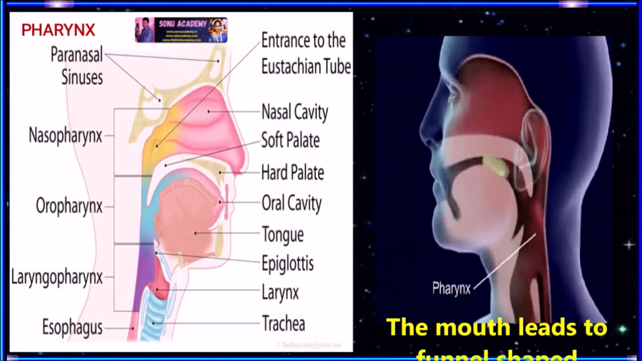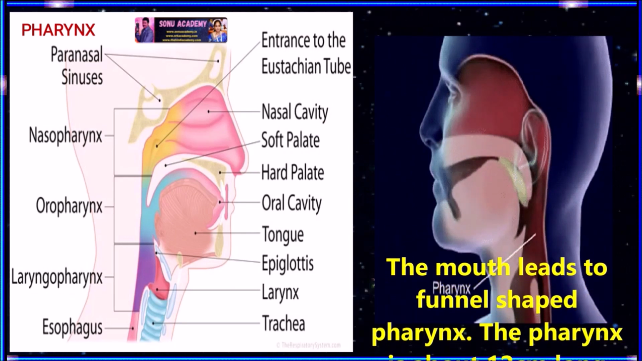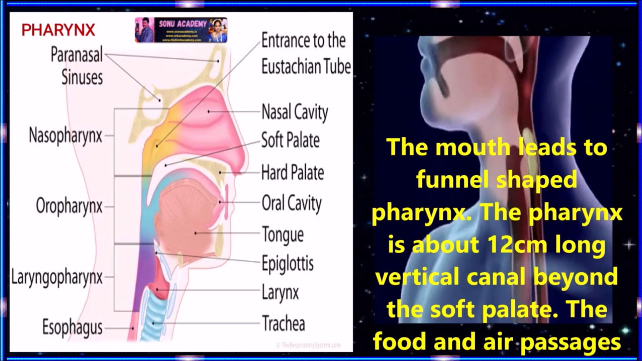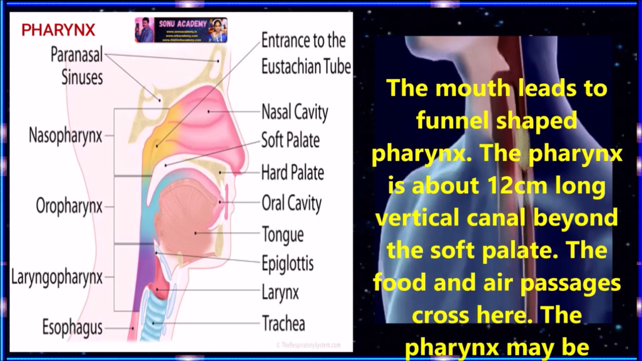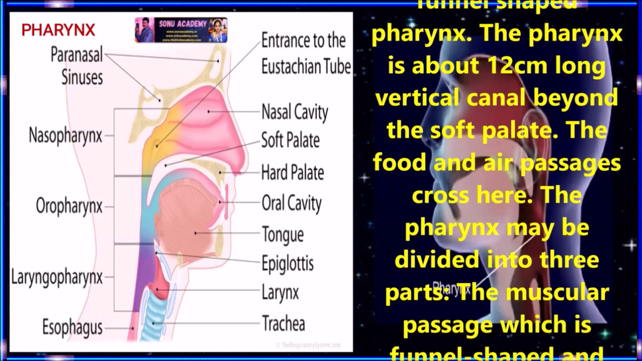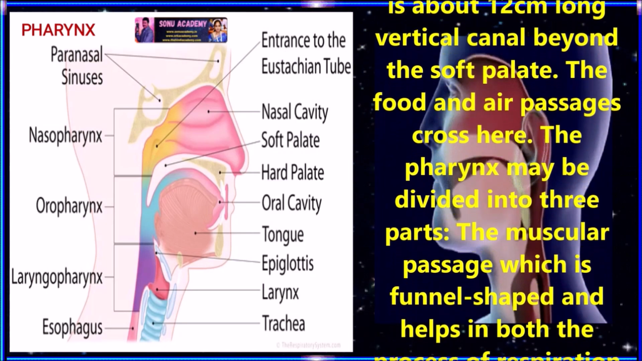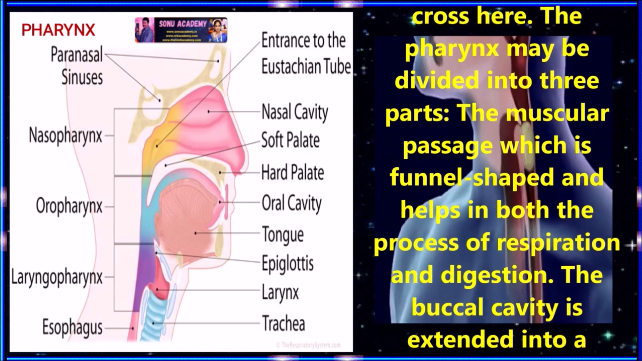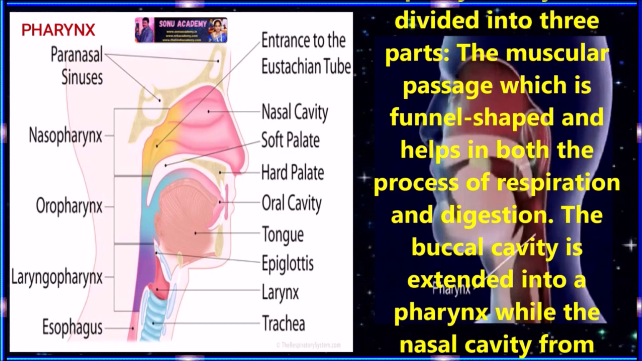Pharynx. The mouth leads to the funnel-shaped pharynx. The pharynx is about 12 cm long, a vertical canal beyond the soft palate. The food and air passages cross here. The pharynx may be divided into 3 parts. It is a muscular passage, which is funnel-shaped and helps in both the process of respiration and digestion.